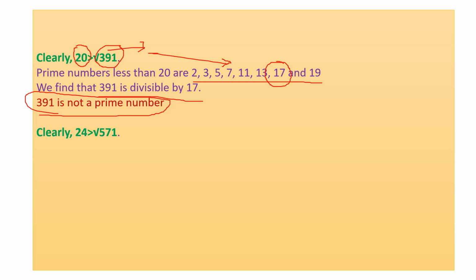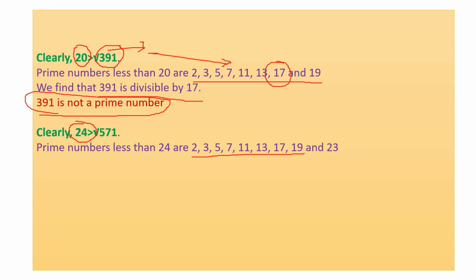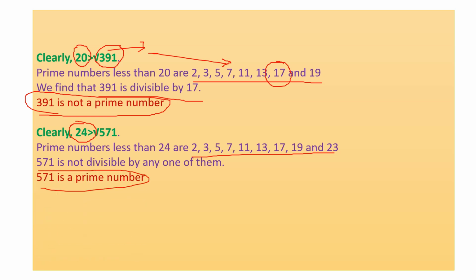And we are checking the last option also. Here the closest value is 24, and these are all the prime numbers less than 24, and we are finding whether it is divisible by any of them. It is not divisible by any of the listed prime numbers, so it is a prime number. So option C is correct, which is 391.